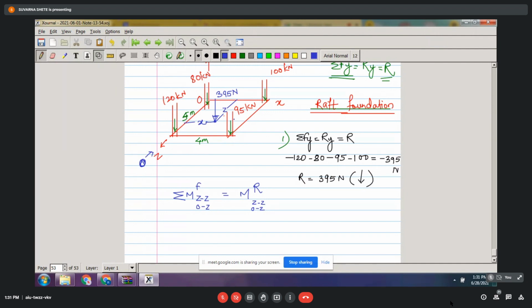I am going to take moments of all the forces about this OZ axis now.